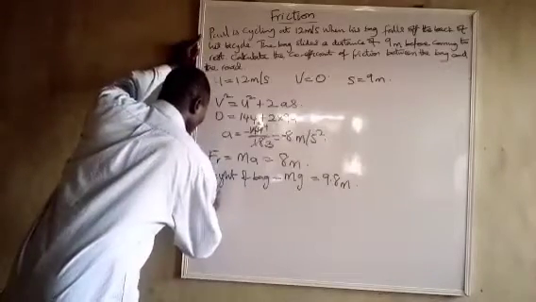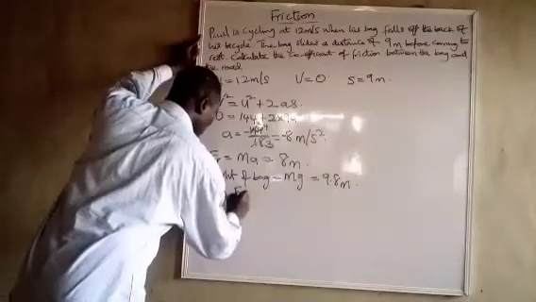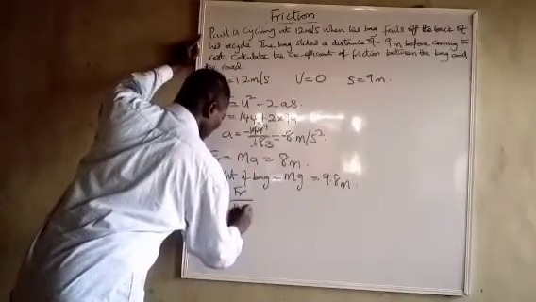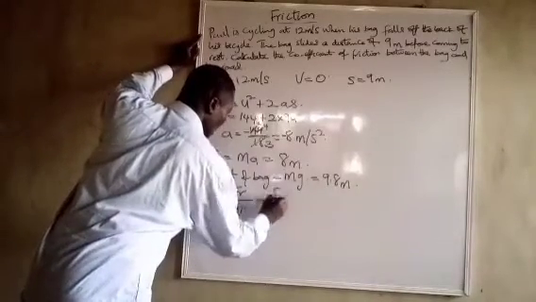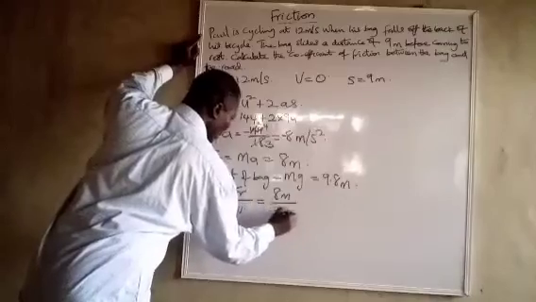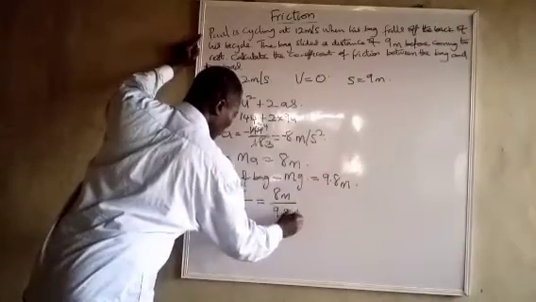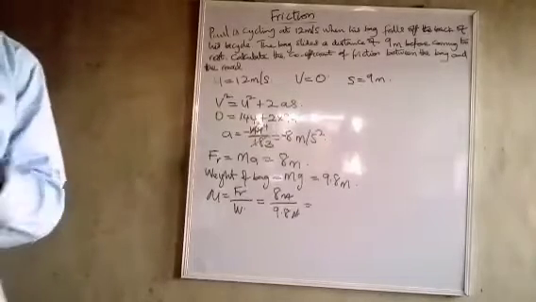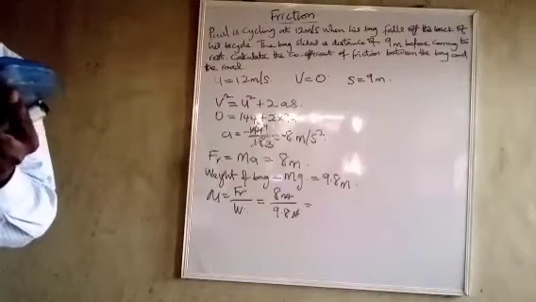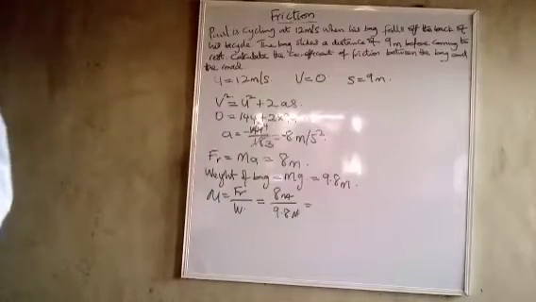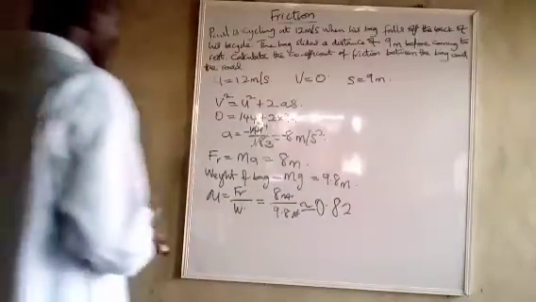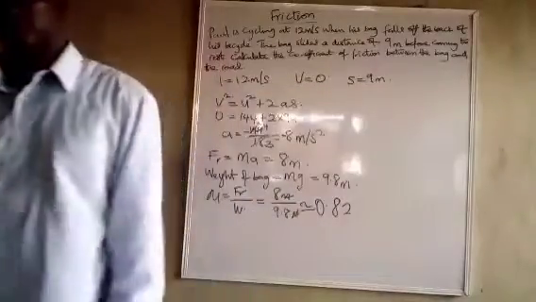So mu is F_R over weight, which is 8 N over 9.8 N. So mu will be equal to 8 over 9.8. And what does that give me? So mu is approximately 0.82.